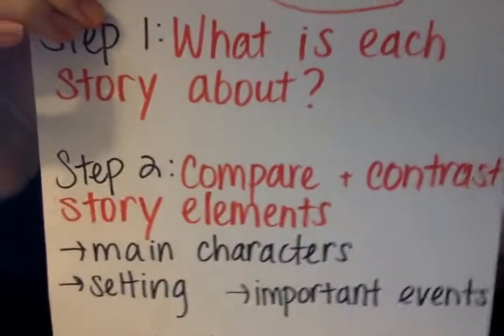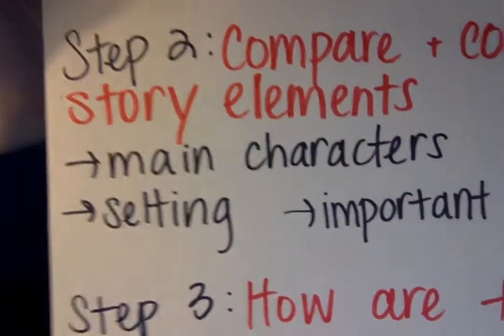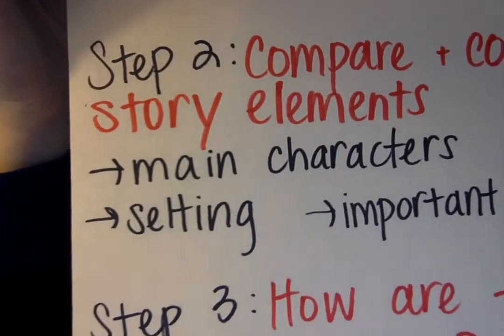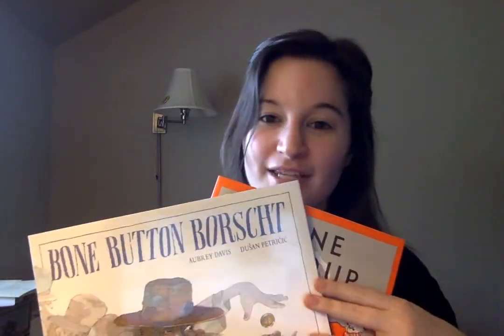So our next story element we are looking at is setting. In both texts, the authors don't tell us the exact cities or towns that these stories take place, but we do know that they are small towns. They're small towns that have people that don't want to share their food. So I would say that we can compare these two. We can compare the setting and say that they are the same. They have the same setting: small towns that we don't know the name of.